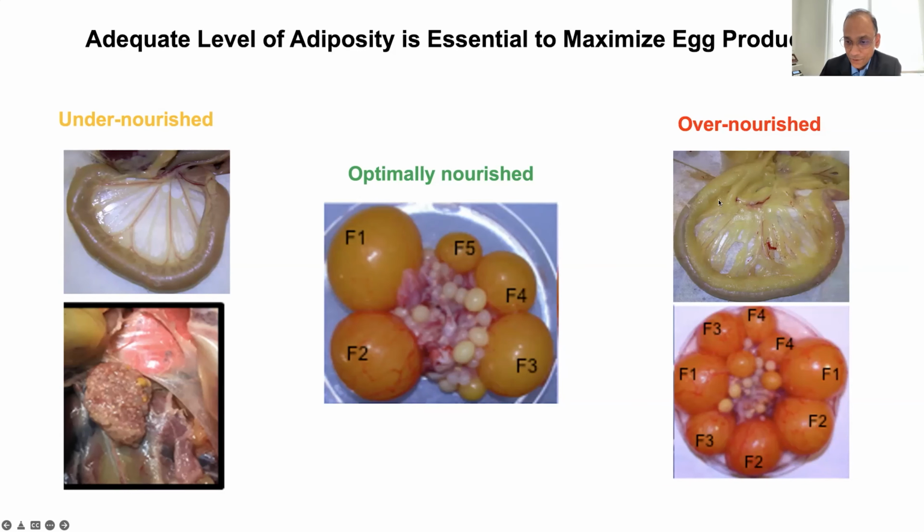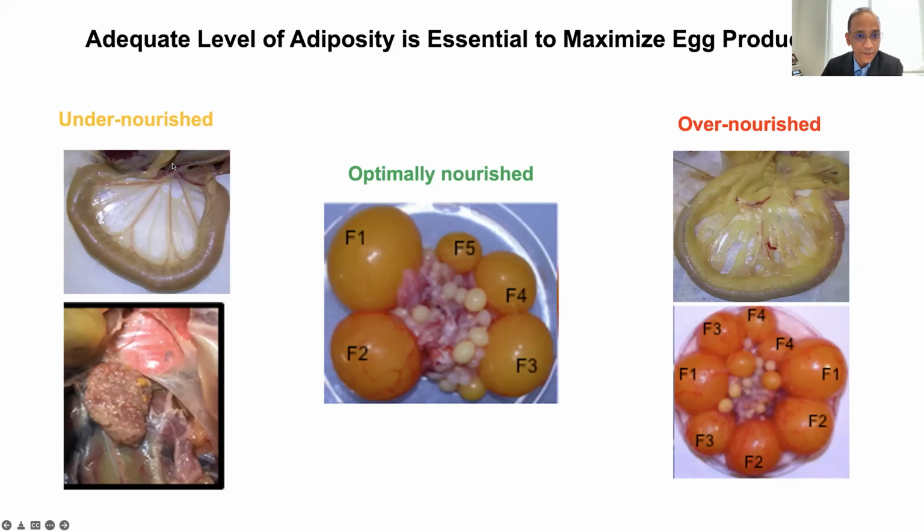You have so much of mesenteric fat. And then I don't need to explain what we are showing here on the right side. It's like excessive recruitment of follicles, both at the pre-hierarchical level as well as at the pre-ovulatory follicle level. So where you see double hierarchy.